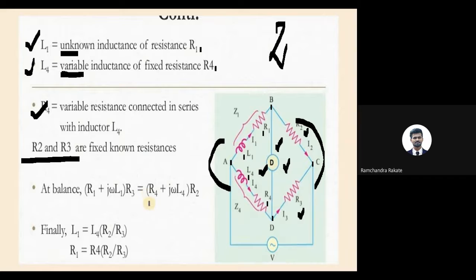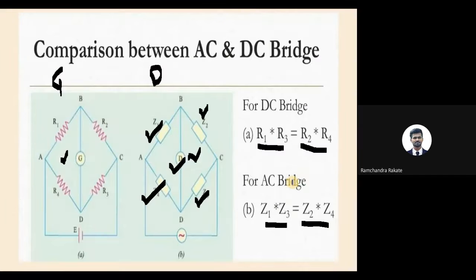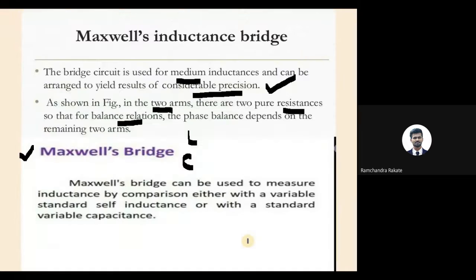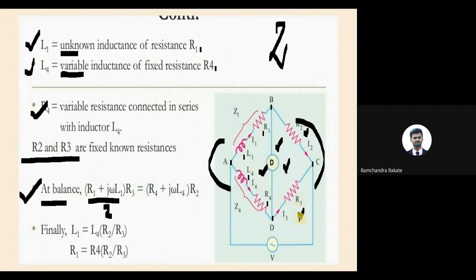At balance, R1 plus j omega L is nothing but your Z1, correct? Into R3. This is a cross-arm product, if you just remember this. What we have seen in DC bridges is R1 into R3 equals R2 into R4. Here in AC bridges, Z1 into Z3 is equal to Z2 into Z4. The same logic will apply here, but if you remember, what is Z3 here?